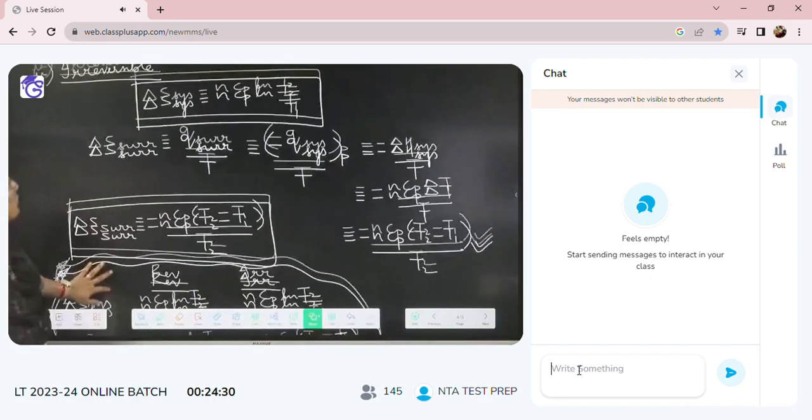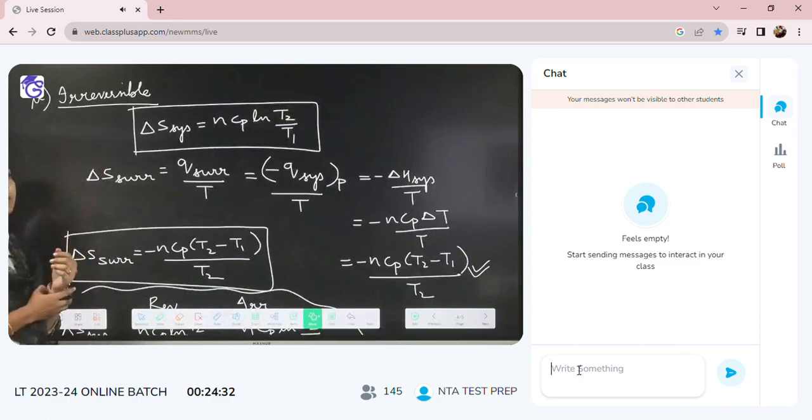Somebody wanted me to scroll it down. I simply wrote this with irreversible: delta S system is equal to NCP ln T2 by T1.